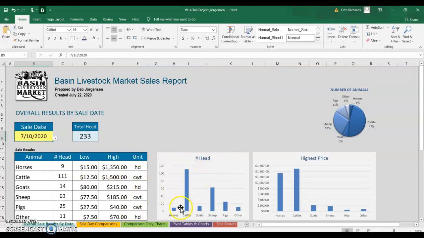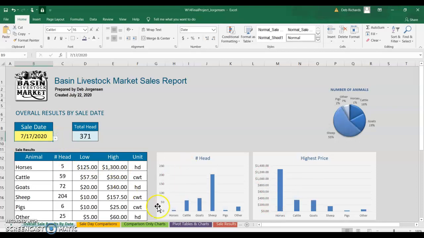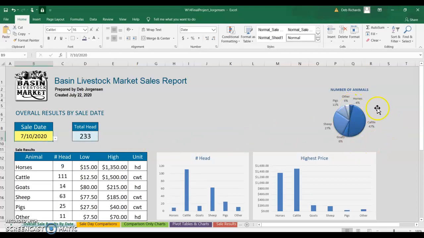Over here we have a graph for visual people that like to see how everything did. Looks like we had mostly cattle that day. And cattle was also the highest priced item that day. If you look on a different day, you can see this day we had more sheep than anything else. So over here, I added a pie chart. It's just kind of fun to see what percentage of the sale was what type of animal. Oftentimes it's usually more like this. Usually there's more cattle.